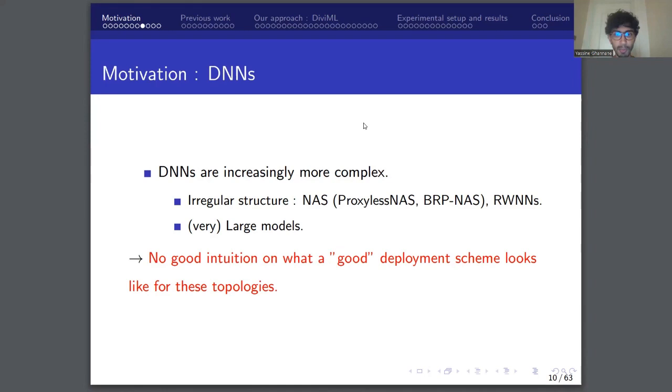And in this case, the complexity does not come from the neural network structure, which is fairly regular, but from the combinatorial explosion of different possibilities of association between operations and hardware targets. So for these complex workloads, we have no good intuition whether the previous approaches that we used for smaller and simpler DNNs would scale that well.